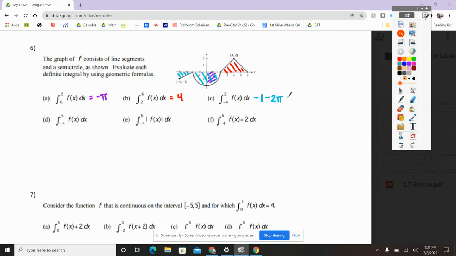And that is the answer for C. Now from -4 all the way to 6, that's all of them added together. So this one's just going to be -1. You write this below it. -1 minus 2 pi because that's what we just found. And we're going to add this last triangle that we just found was 4. So plus 4.